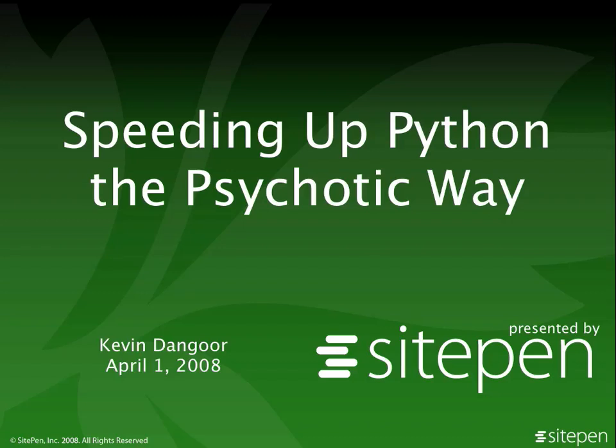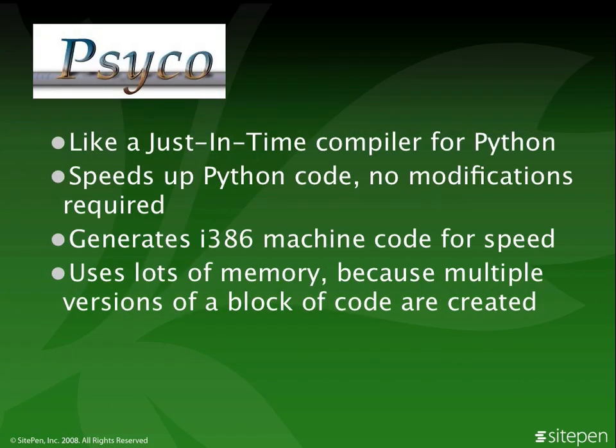Hi, I'm Kevin Dangor, and in under 5 minutes, I'm going to introduce you to Psychotic, a brand new Python project that will speed up your code tremendously. Now, of course, the Psychotic name comes from Psycho. Psycho is a pre-existing project that's been around for quite some time. Psycho does a great job of being a just-in-time compiler for Python. It speeds up your code tremendously. Some multiple is what you can expect just by getting Psycho invoked in your program. It's a great piece of work.